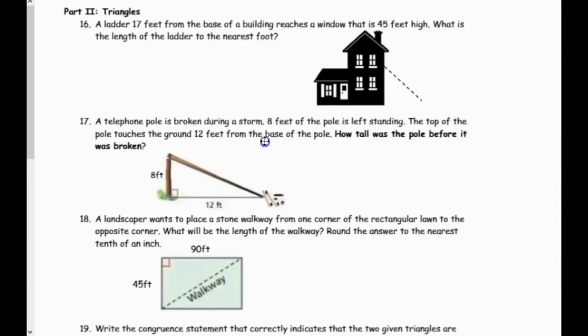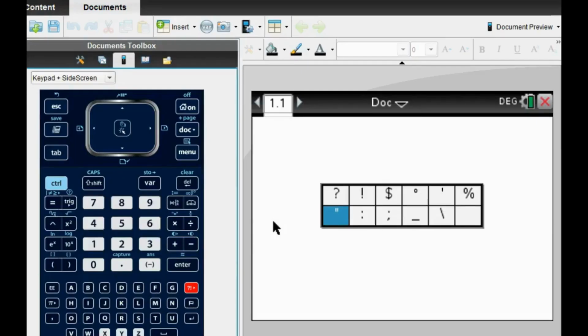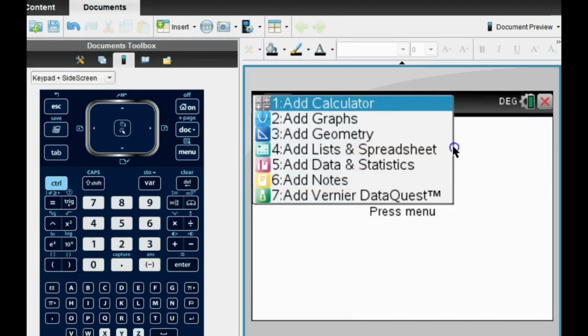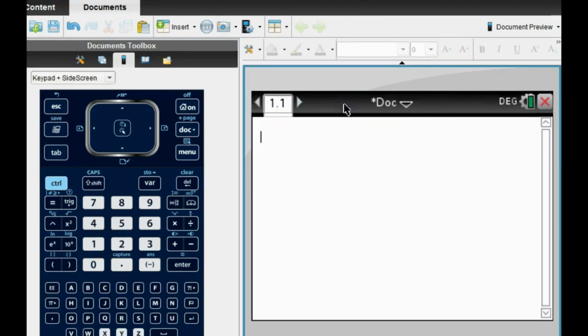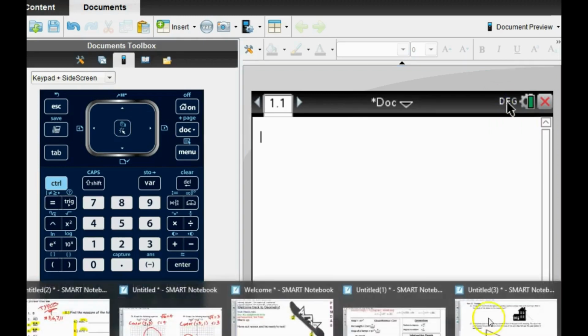Let's start doing some math. We really got to remember how to do trigonometry. I know it's been a hot minute, but that's all right. So let's make sure we got our calculators ready to do some work. Up here, make sure it says degrees, DEG, it does, so we're good. And here we go.